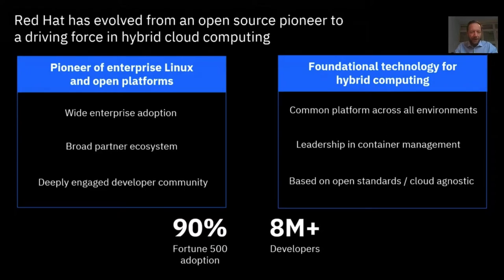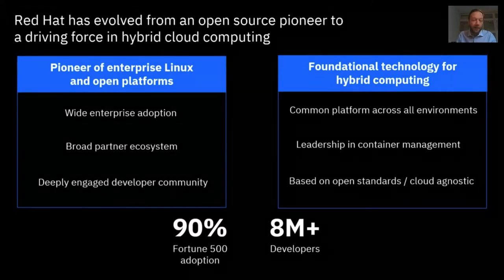Something big happened last year. IBM worked for many, many years with Red Hat, but we have now sort of got married, right? The companies now form one single company. Red Hat is the pioneer of enterprise Linux and open platforms. The Red Hat RHEL edition is very famous and adopted across the industry. 90% of the Fortune 500 companies are using that.